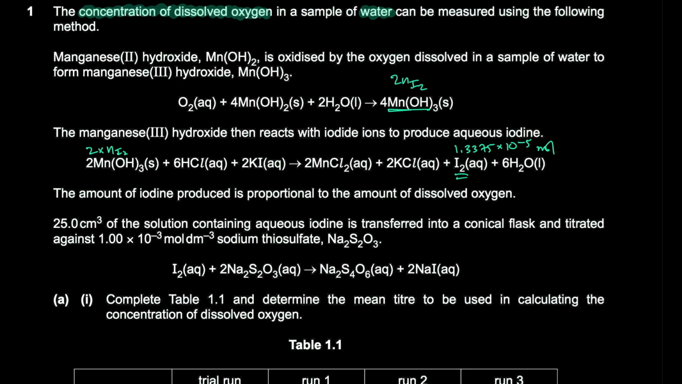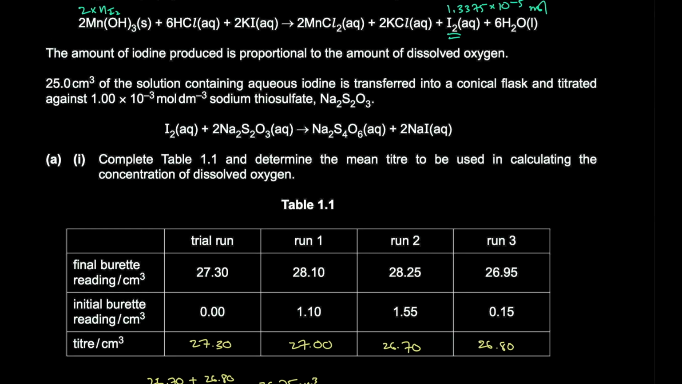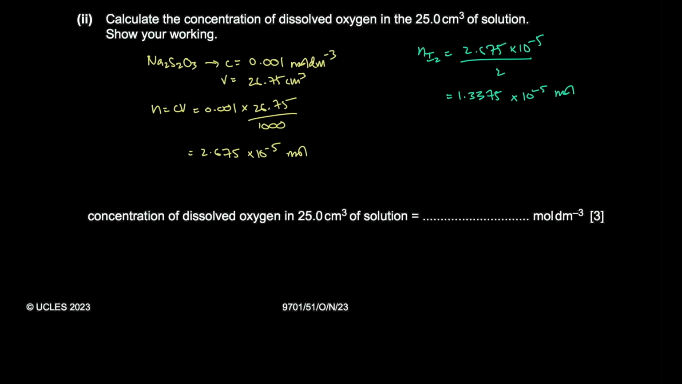And that means that the number of moles of oxygen is 1/4 the number of moles of manganese 3 hydroxide, because for every 4 moles of MnOH3 produced, 1 mole of oxygen is reacting. The number of moles of oxygen is 2 times the number of moles of iodine divided by 4, right? Number of moles of MnOH3 divided by 4. So that's just the number of moles of iodine divided by 2. So we can say that the number of moles of oxygen is the number of moles of iodine divided by 2.